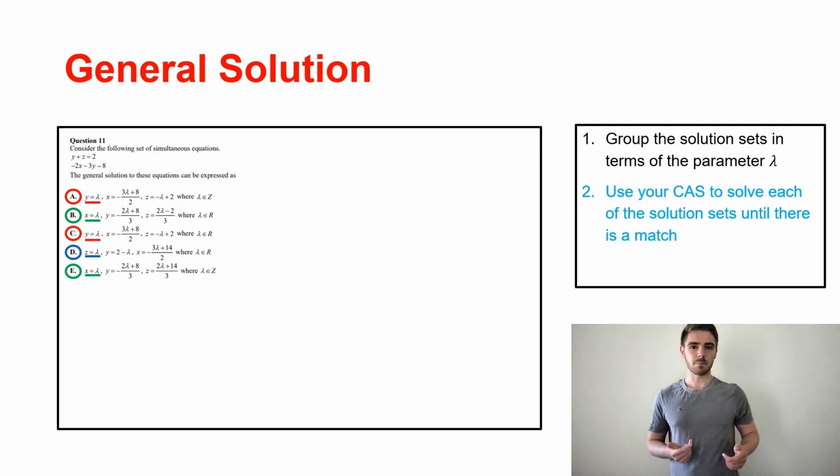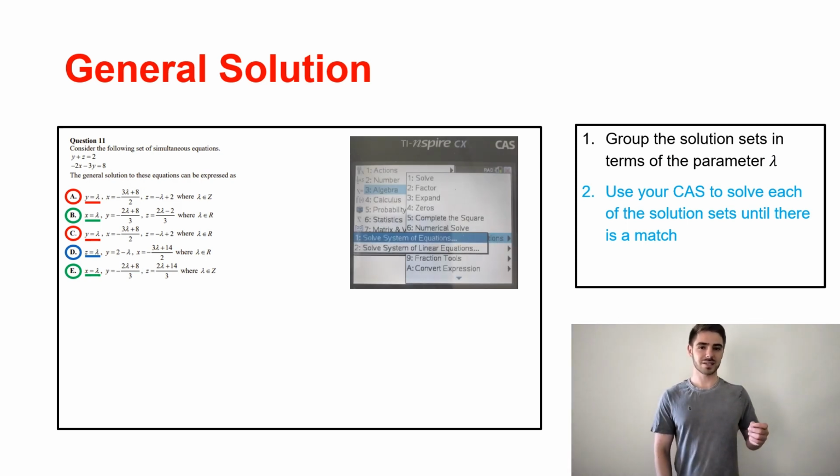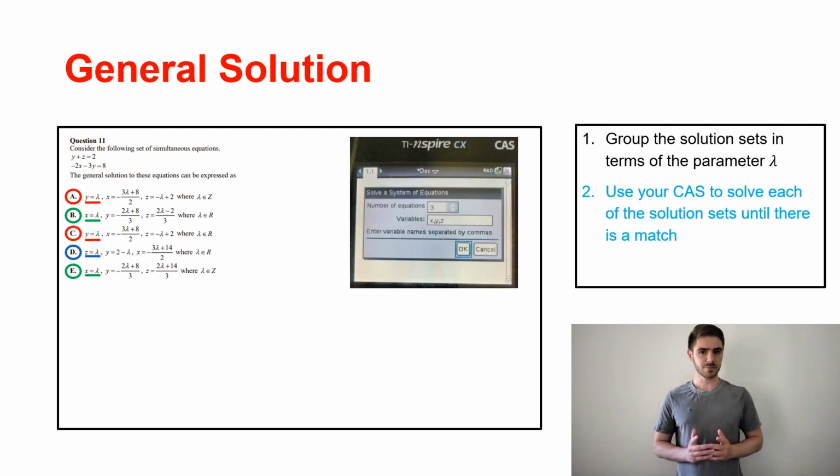Now that we've grouped the solutions like this, we can start to use the CAS to solve it. These kinds of questions are best solved with the guess and check method. We can do this by setting up the simultaneous equations on the CAS, which you can find under menu 371 on the TI Inspire. Set the number of equations to 3 and define the variables as per the question, which in this case is x, y, and z.